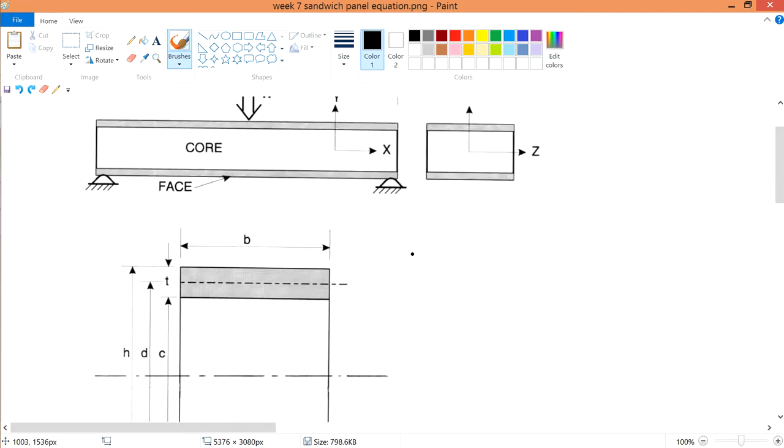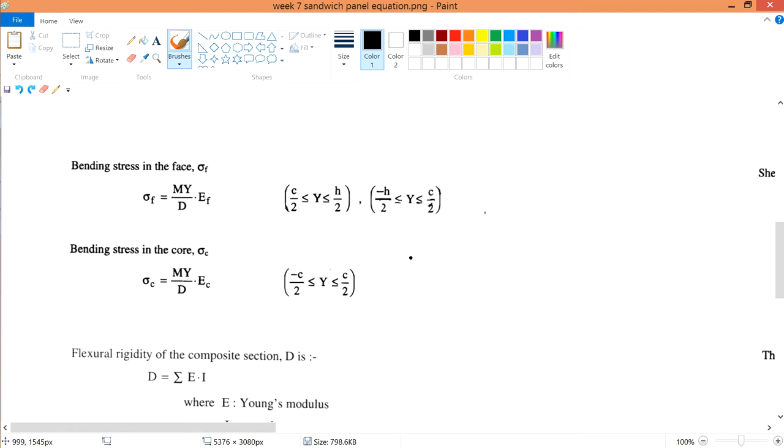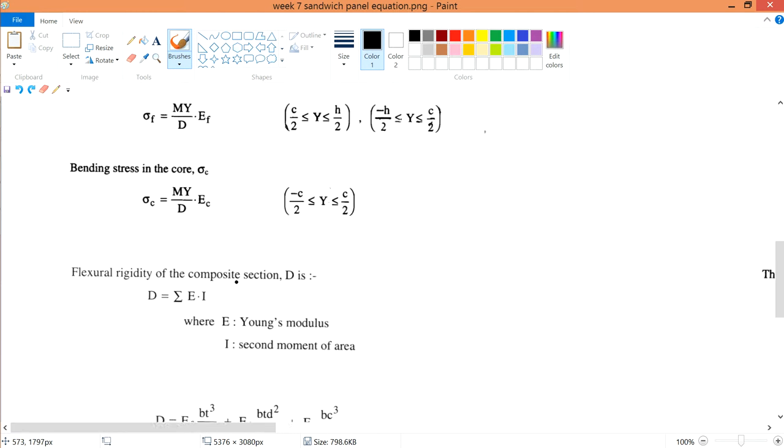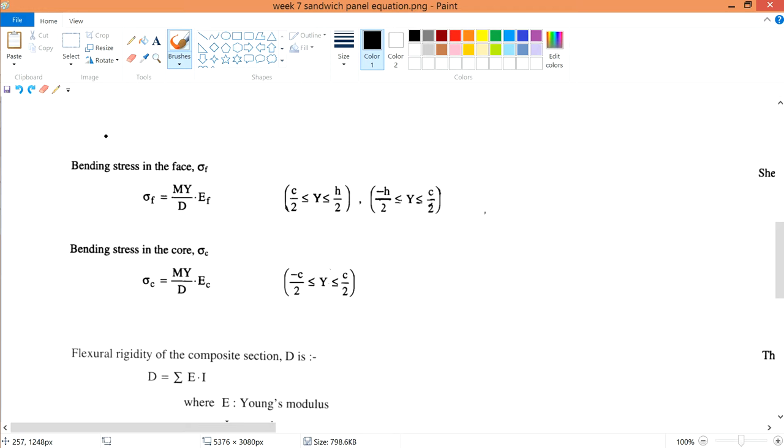So once you find the stress of the phase over here, this is the Young modulus of your phase, so you include the Young modulus of your phase also. Likewise for your bending stress in the core, you use the Young modulus of your core, which will be provided to you. So this is how you find your bending stresses.